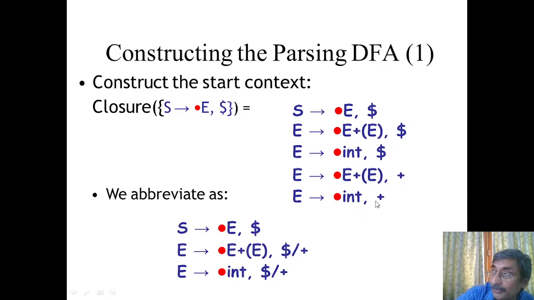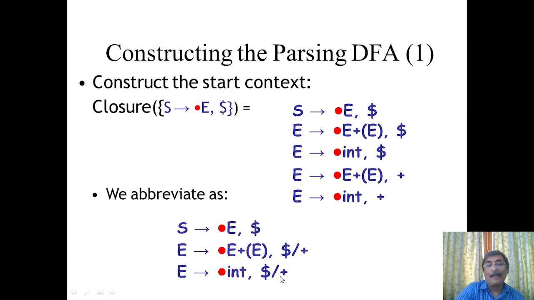So this closure is very interesting. The closure says if I create a new item, maybe the look ahead character may change, may increase. Now you see that the same item's first component has two different second components. So we abbreviate: the first component remains the same, however the second component could be a dollar or could be a plus. Similarly, E produces dot int, the first component remains the same, and the second component may be either a plus or a dollar.